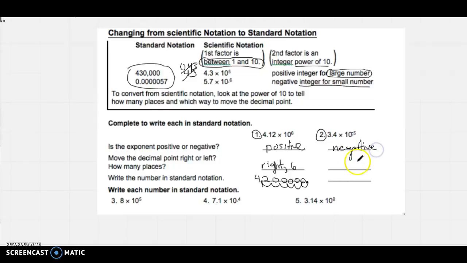Whoa, look at that. Negative, and that means I'm going to move it to the left. How many places to the left? I just move it 5 places. That exponent tells me how many places.